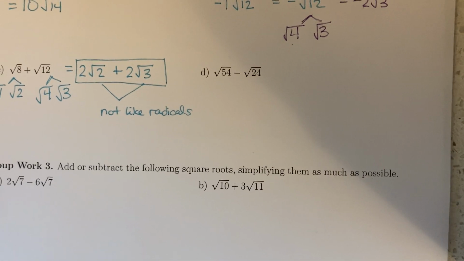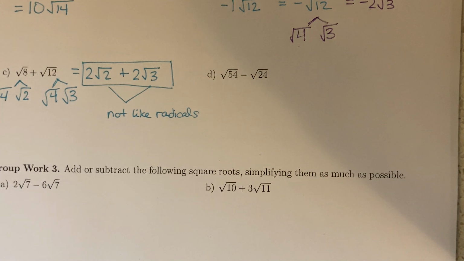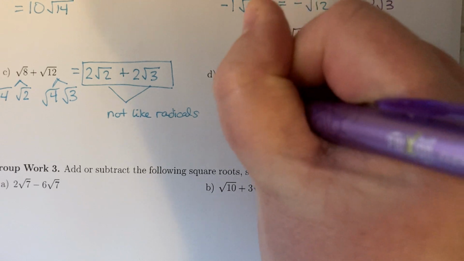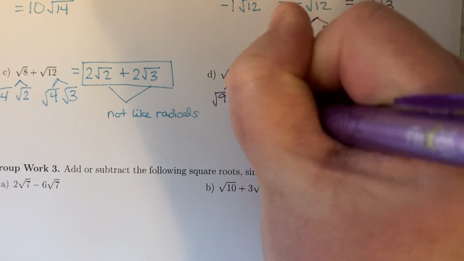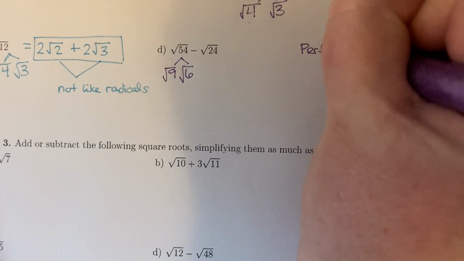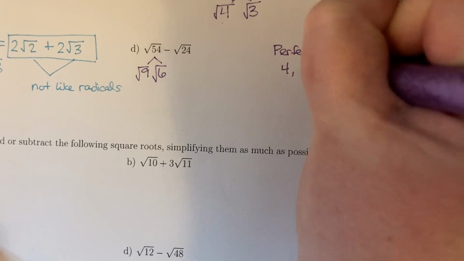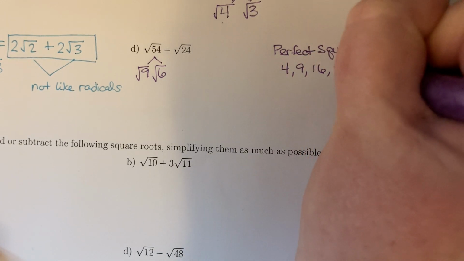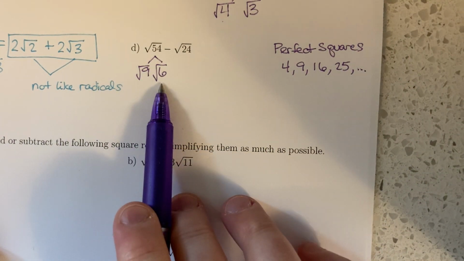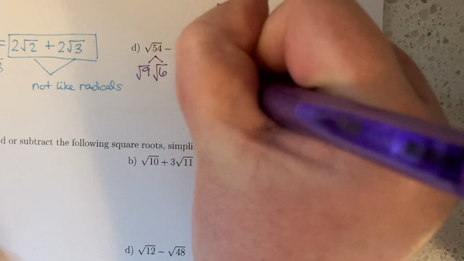Let's see about part D. In part D, again, we look for factors that are perfect squares. Now 54 is 9 times 6, and square root of 9 simplifies. So remember when we talk about looking for perfect squares, it's really just 4, 9, 16, 25 that I'm looking for. And 9 goes into 54, and 4 goes into 24. So this would be square root of 4 times square root of 6.